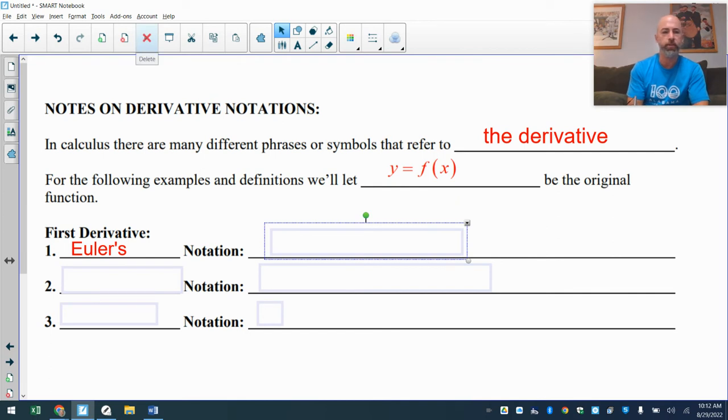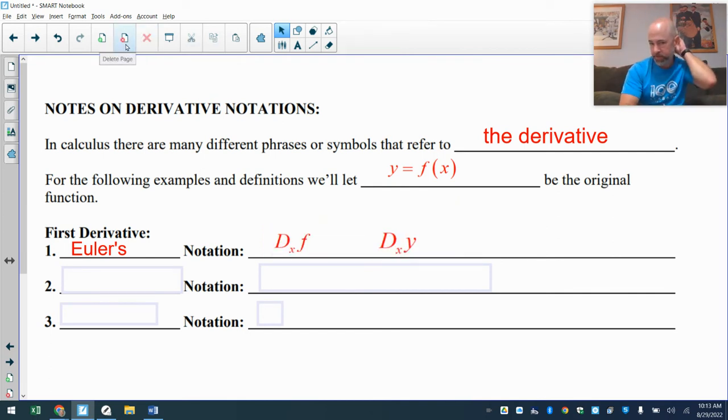Euler's notation is not one that we will use very often in AP calculus, but if you want to find the derivative of the function f of x, use a capital D with a subscript x. That means x is your independent variable, and we're doing the derivative of the function f, or you could say the derivative with respect to x of the function y.